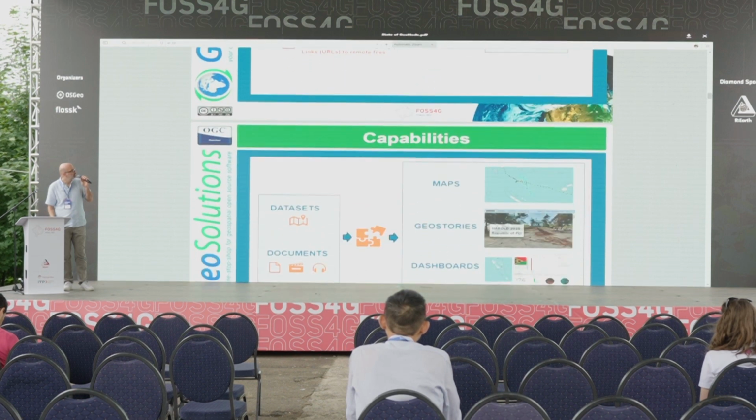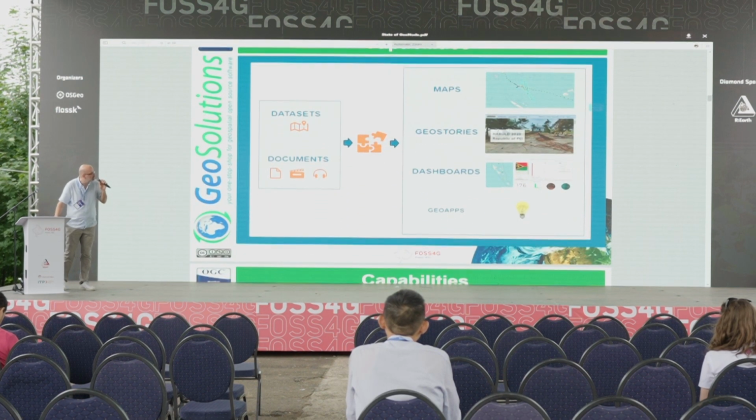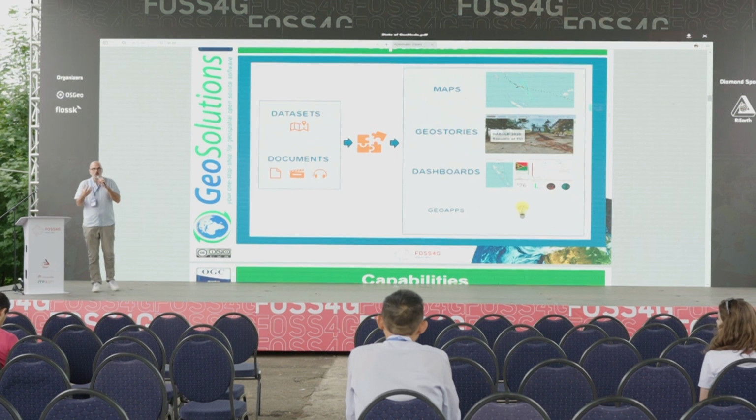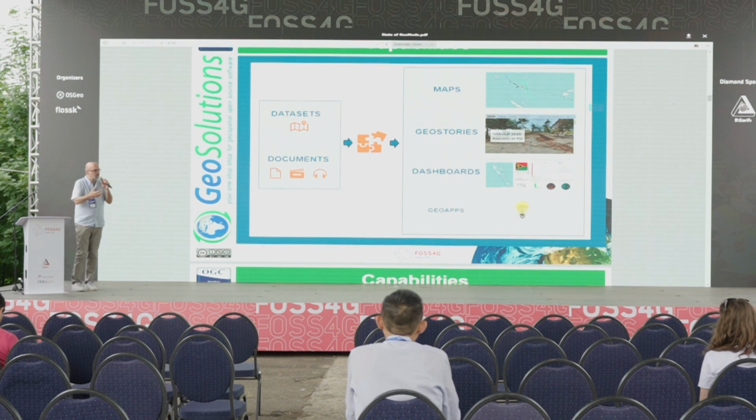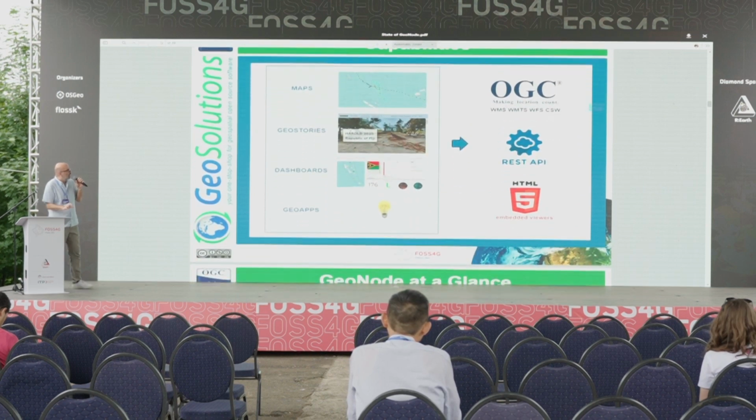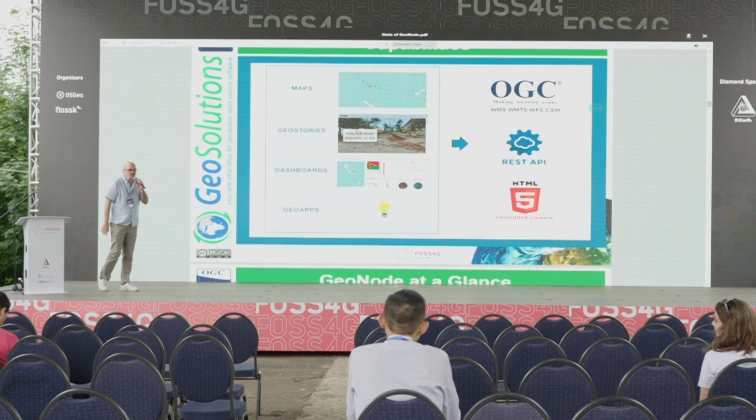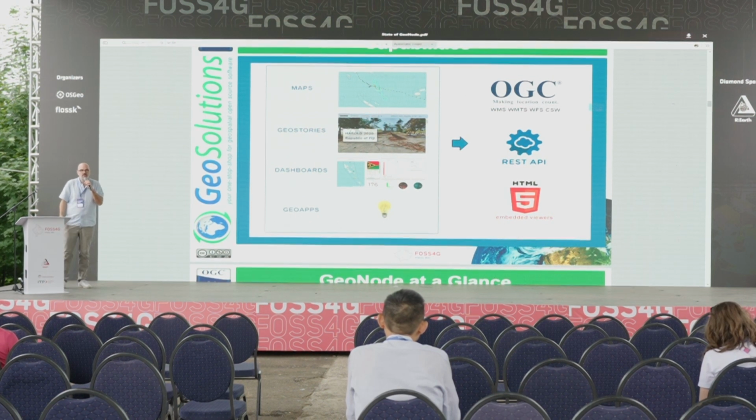And then from these resources, you build maps, geostories, dashboards, or what we call GeoApps. GeoApps is an abstract model in GeoNode for building and implementing your own kind of applications supported with the same services that support the other applications. So all the permission systems, metadata systems, and so on. And in the end, you get out of your GeoNode OGC services, REST APIs, or HTML viewers and embedded viewers that you can embed in your website, external pages, and so on.